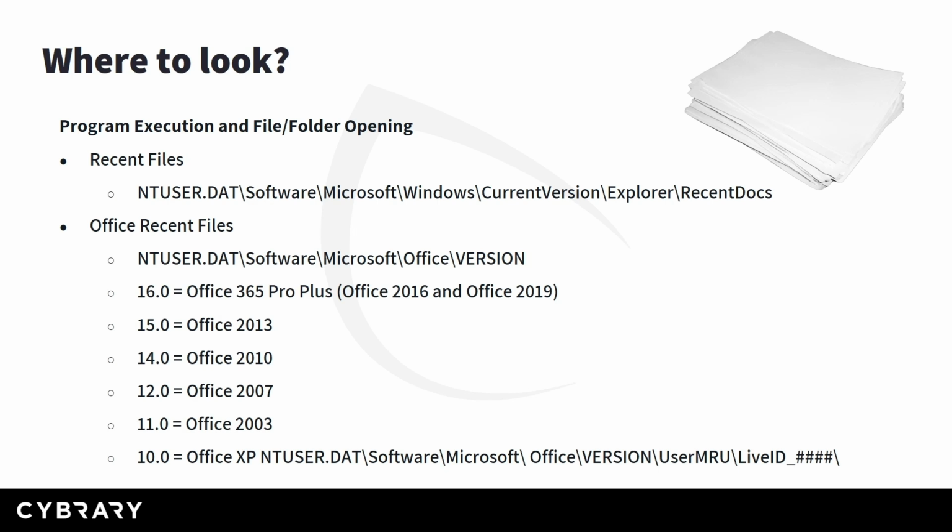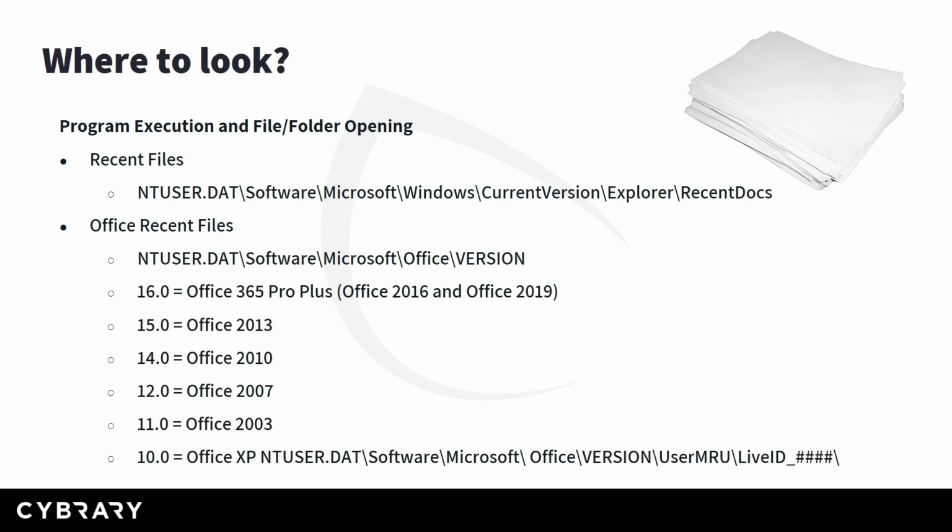The last entry and modification time of this key will be the time and location of the last file of a specific extension was opened. Microsoft Office programs will track their own recent files to make it easier for users to remember the last file they were editing. The location is under the ntuser.dat software Microsoft Office, and the version will change depending on the Office version.